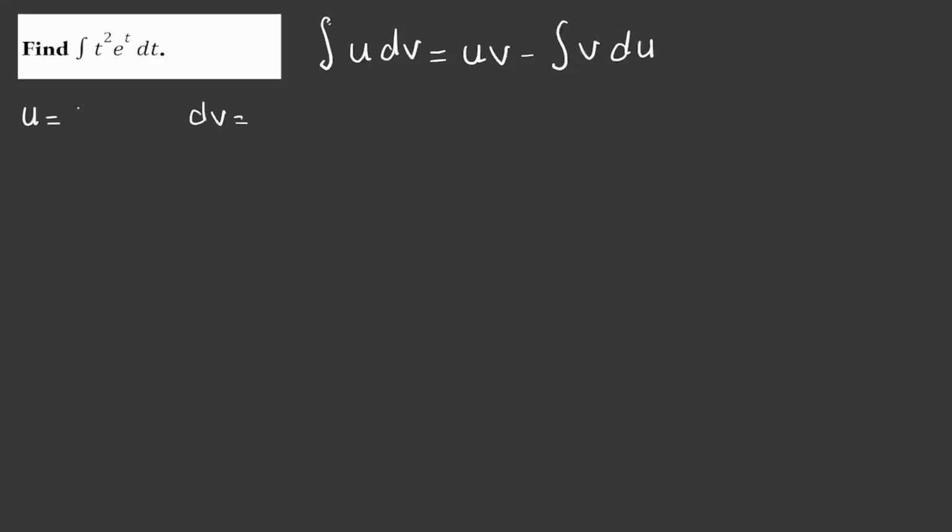So here I'm going to choose u to be t squared, and dv is whatever is left inside the integral, which is e^t dt. So here as well, I would need to obtain a du, and I would obtain that by taking the derivative of the u function. So I would get 2t dt, and I would also need to obtain a v function, and I would obtain that by taking the integral of dv, and here we would get e to the t.